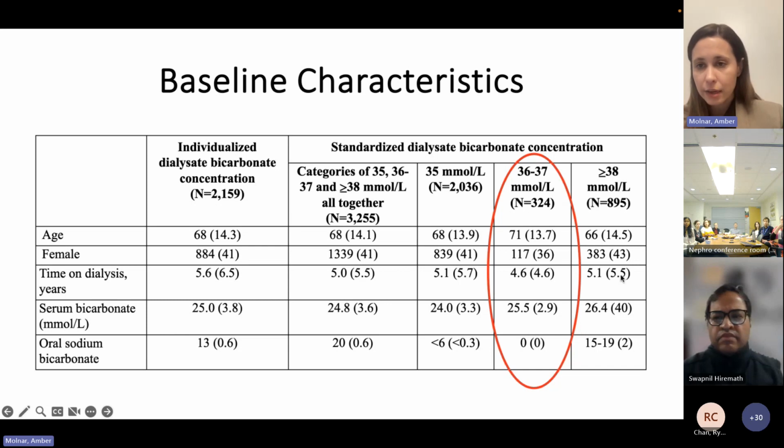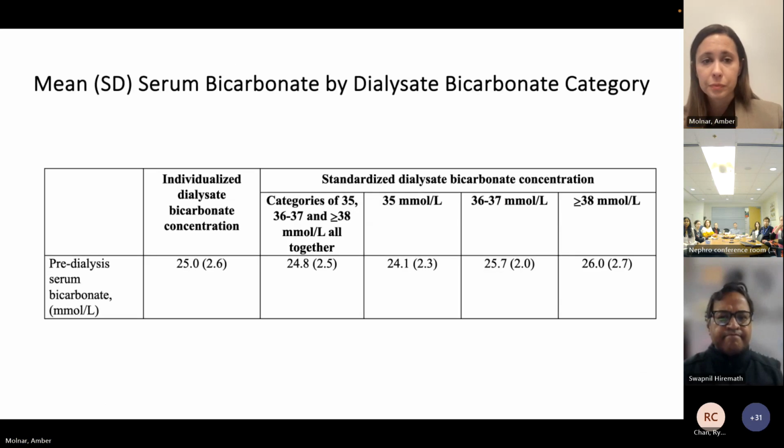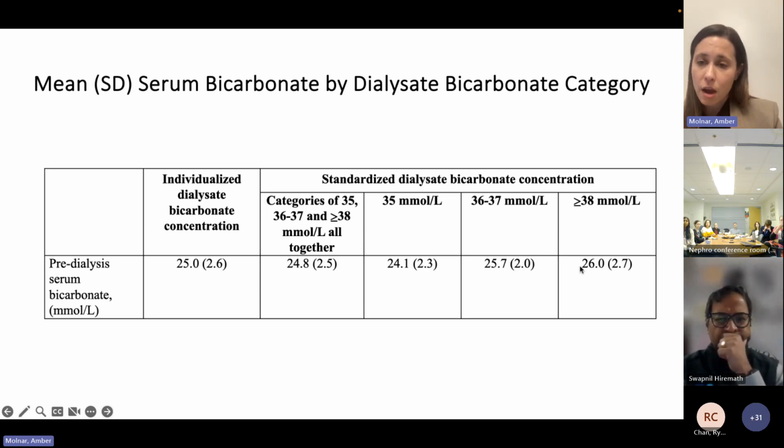Patients in the higher dialysate bicarbonate category did have a slightly higher baseline pre-dialysis serum bicarbonate, but of only about 1 millimole per liter. And you will notice that all of the categories had a normal serum bicarbonate concentration that is actually in the upper limit of normal. When we looked at the mean serum bicarbonate by dialysate bicarbonate category over the entire 1-year follow-up, we found again that those in the highest category had a slightly higher pre-dialysis serum bicarbonate, all in the upper limit of normal.